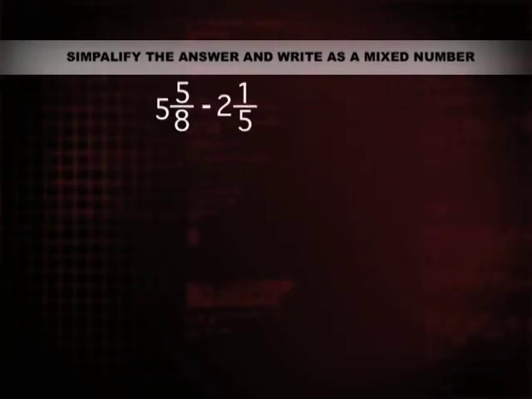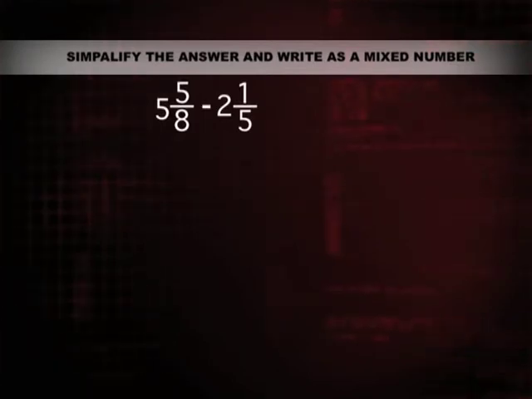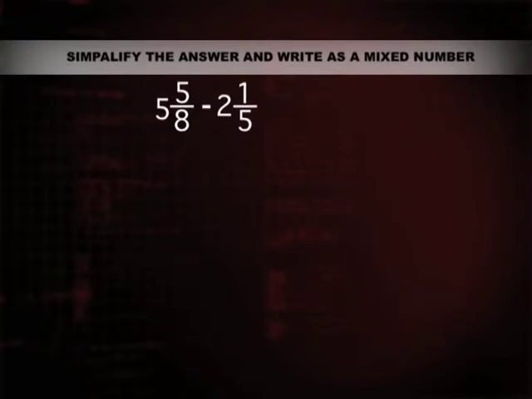We're asked to subtract, simplify the answer and write as a mixed number. So we have two mixed numbers here. And like when you're adding mixed numbers, you can do it two ways. You can either turn both of these into improper fractions and then subtract, or you can subtract the whole number parts and then the fraction part. So let's do it that way.